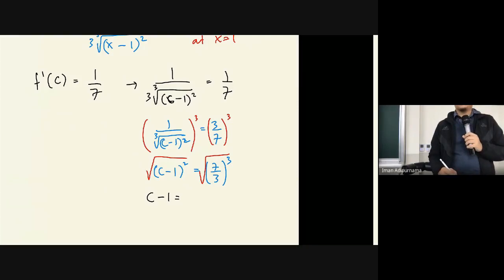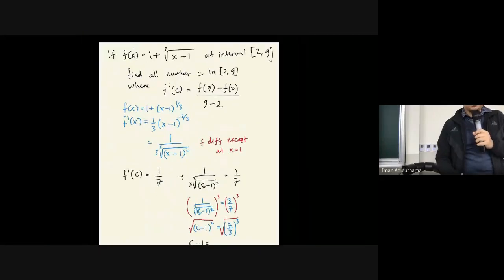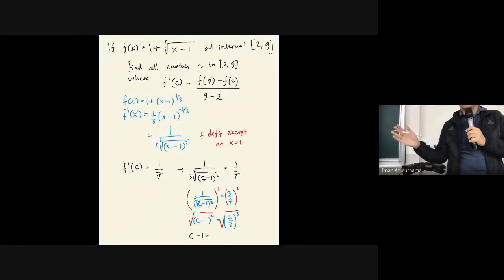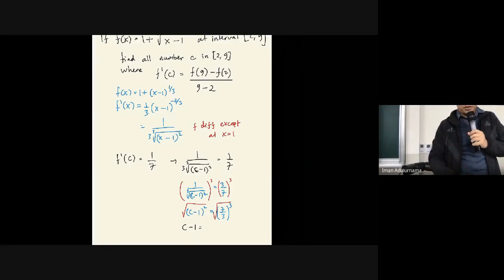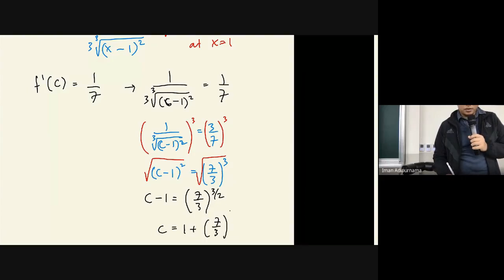Do I need positive and negative? Should I write positive and negative after we square it? Or no? No, right? Okay, I think you know. Why do I just need the positive one? Because our interval is from 2 to 9. Only positive. So the negative, we can just skip. So this is 7, right? And our C will be 1 plus this whole thing.